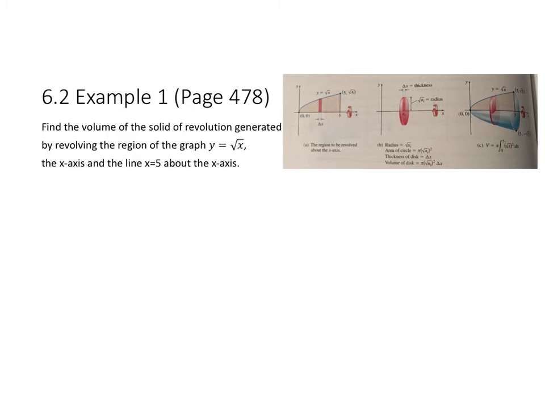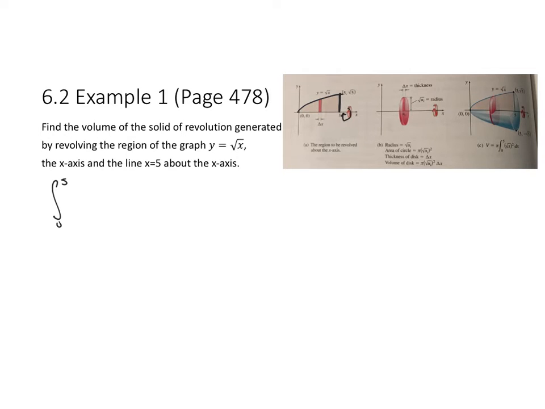All right, let's take a look at example 1 on page 478. It says, find the volume of a solid of revolution generated by revolving y equals the square root of x, the x-axis, and the line x equals 5 about the x-axis. You can see first thing they do is draw the picture here. That's the line y equals square root of x. We're going to go from 0 to 5, and we're going to revolve it about the x-axis. That's what this is showing us.